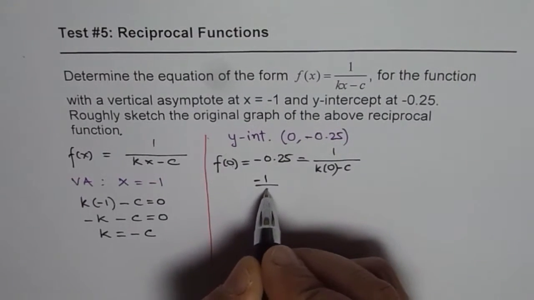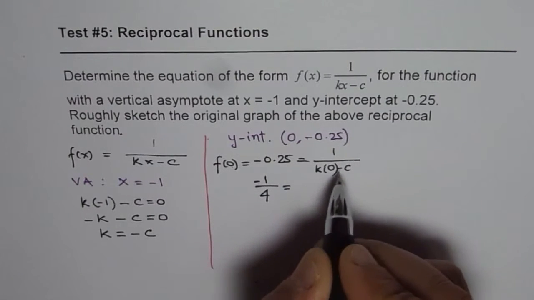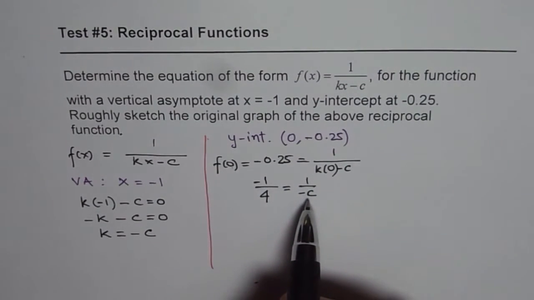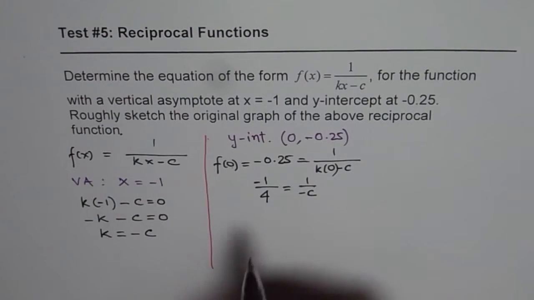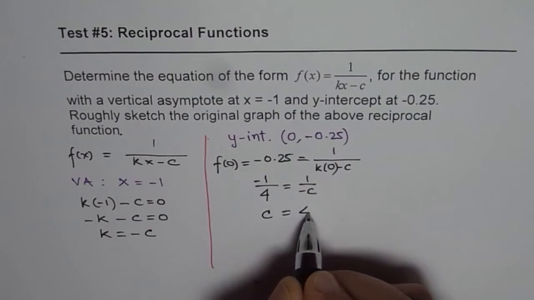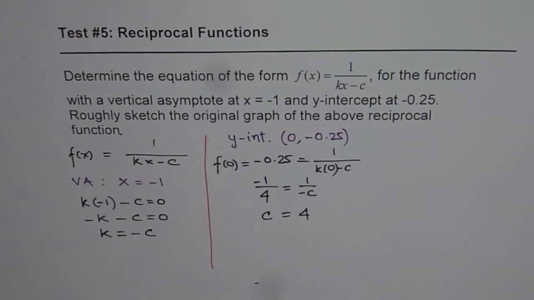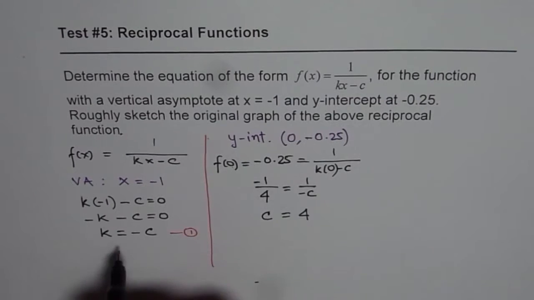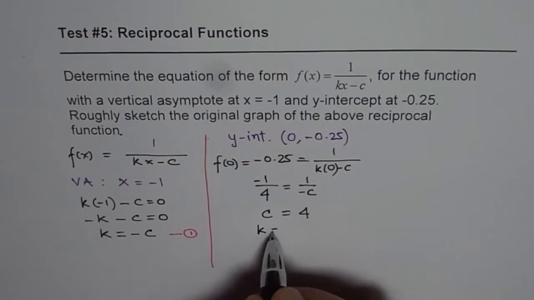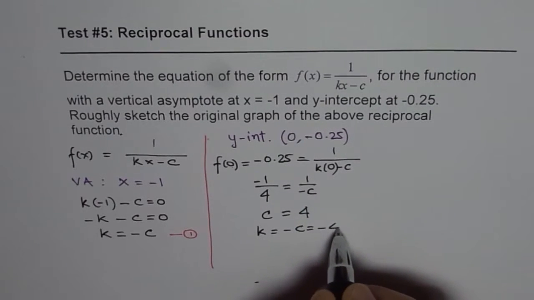Minus a quarter, right? So minus 1 over 4 is equal to, here what do we get? 1 over minus c. Do you see that? Now from here we can calculate what c is. If you cross multiply, minus 1 times minus c, you get c equals 4 times 1. So you get c as plus 4. Now earlier we found that k is equal to minus c. Therefore k should be equal to minus c, which is minus 4.